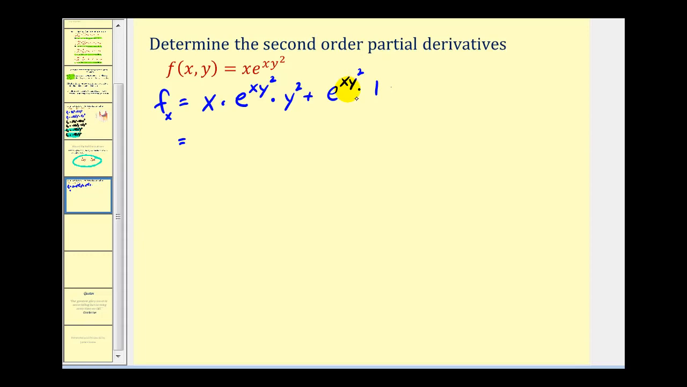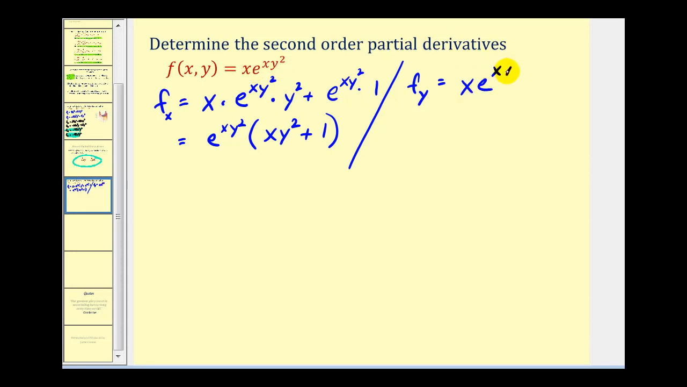Notice the exponential is a common factor. Let's go ahead and factor that out. So we'll be left with xy squared plus 1. Let's go ahead and determine the first partial with respect to y. So we're treating x as a constant, so we'll just have x e to the xy squared times u prime. So the derivative of the exponent with respect to y would just be 2xy. Let's clean this up. So we have 2x squared y e to the xy squared.